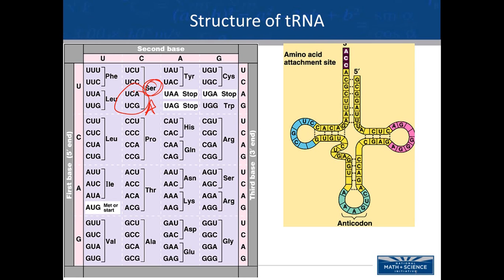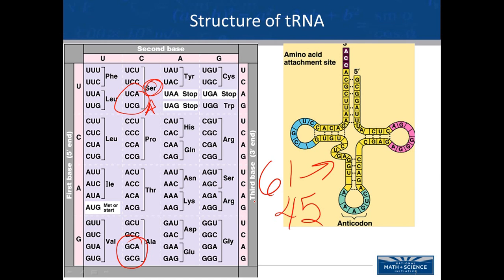Another example, GCA and GCG code for alanine. However, the U will base pair with either an A or a G, so the transfer RNA will still bring the amino acid alanine. Kind of cool. So in reality, what that means, again, instead of 61 transfer RNAs needed, we find that there's only 45.